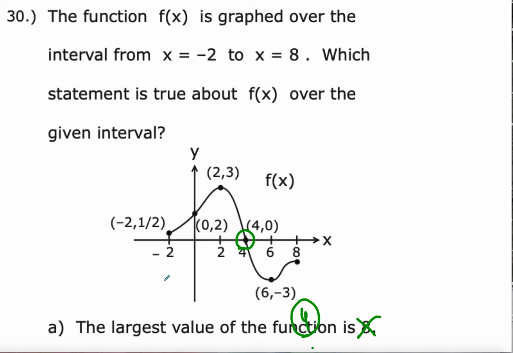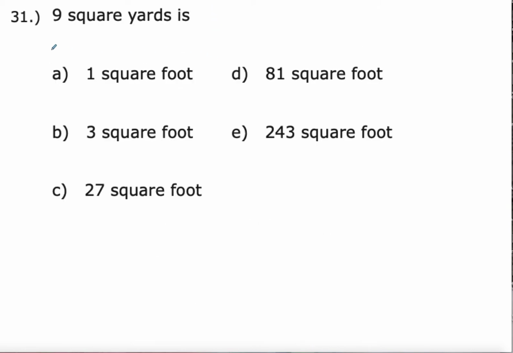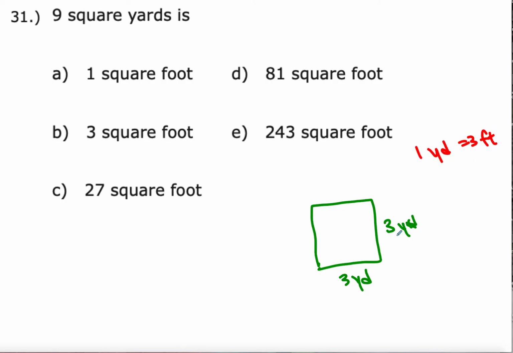Alrighty. Number 31. 9 square yards, what is that? So, 9 square yards can be the same thing as 3 yards times 3 yards. But what is 3 yards in terms of feet? That's right. 1 yard is equal to 3 feet. So 3 yards is the same thing as 9 feet.